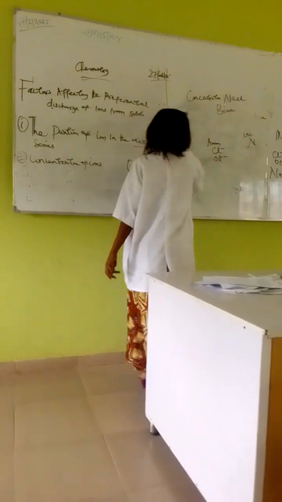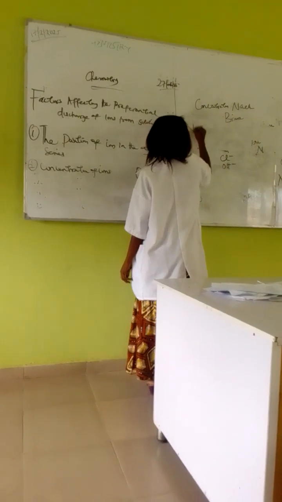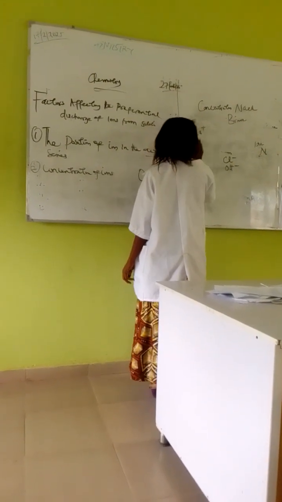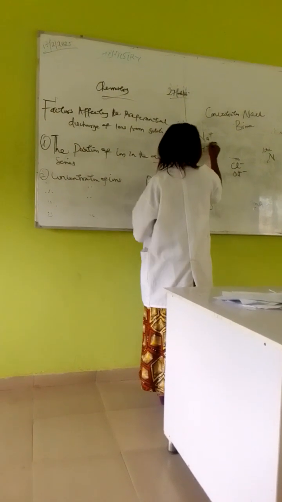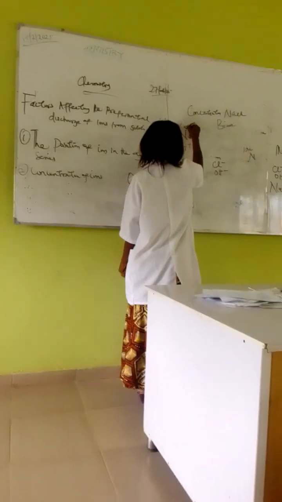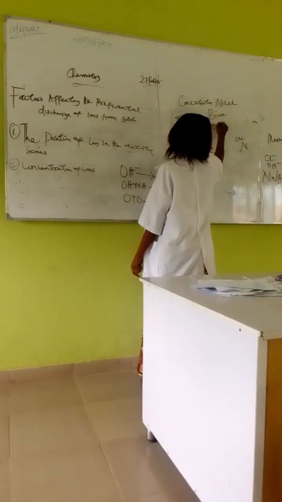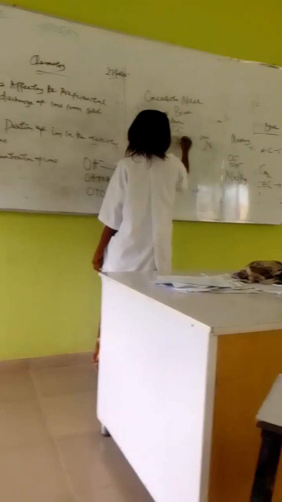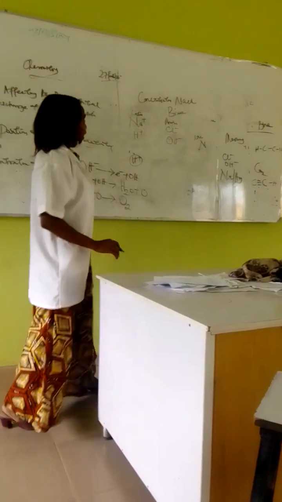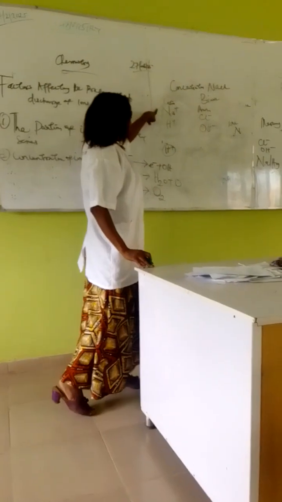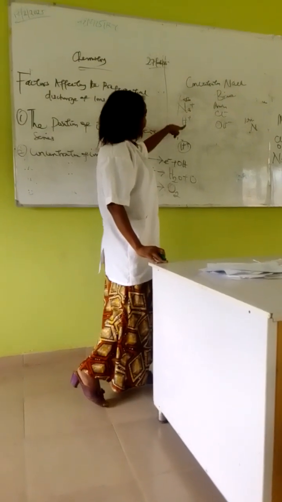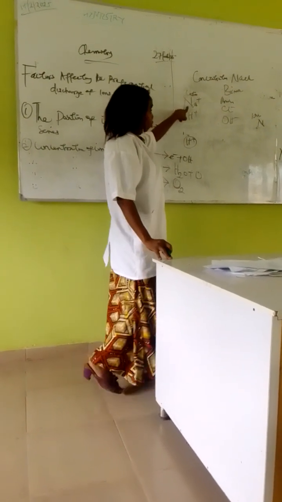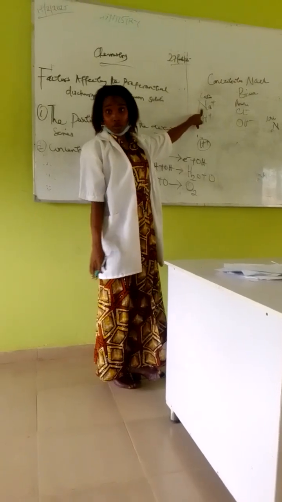Now, at the cation section, I have sodium ion and what? Hydrogen ion. This is for cations. Then at the anions, I have chloride ion and what? Hydroxide ion. Now, at the cation section, sodium is supposed to be the one that will be liberated.